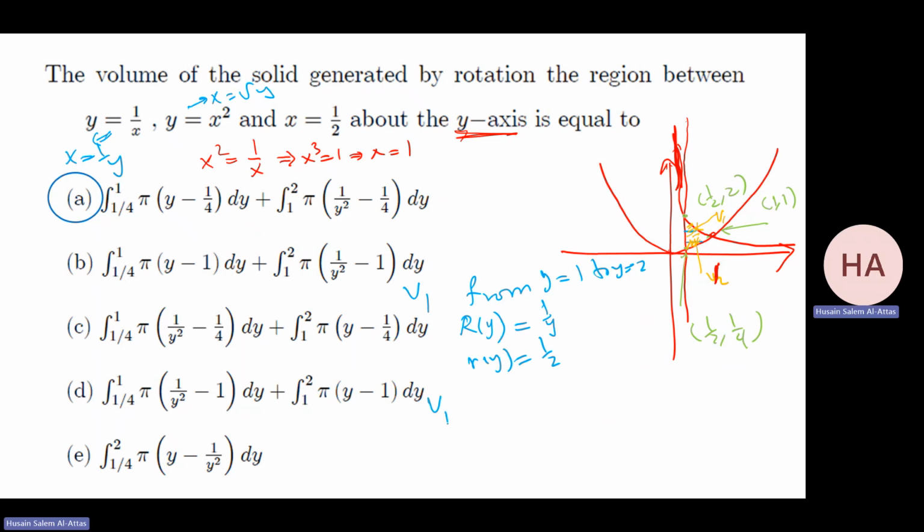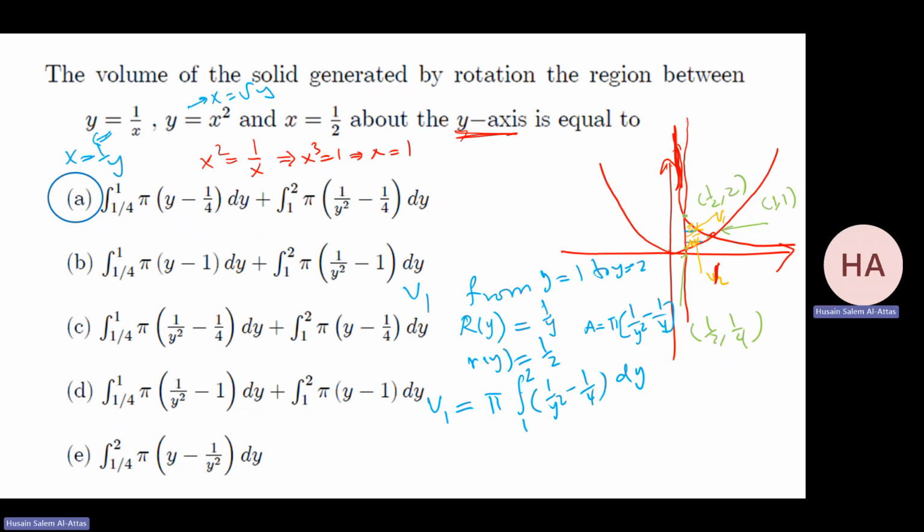So the volume 1 will be pi times, what is the area here? It will be pi times 1 over y squared minus 1 over 4. You have two regions. So this will be pi times the integral from 1 to 2 of 1 over y squared minus 1 over 4 dy. This is volume 1, the upper volume.